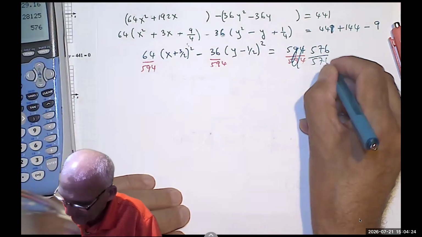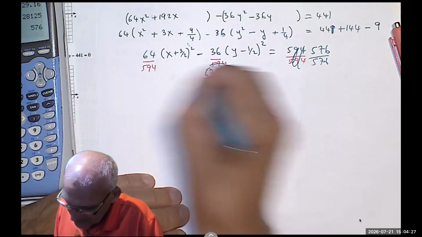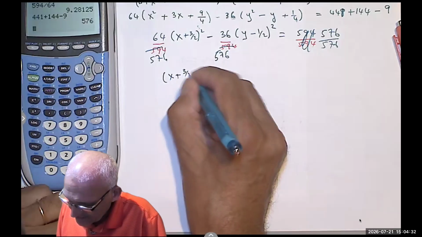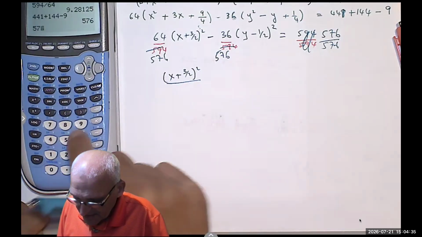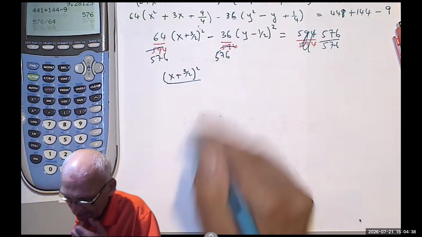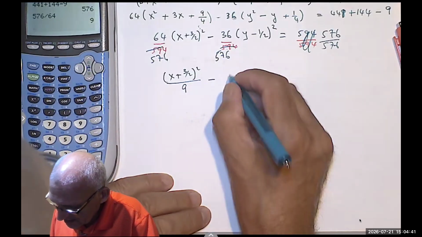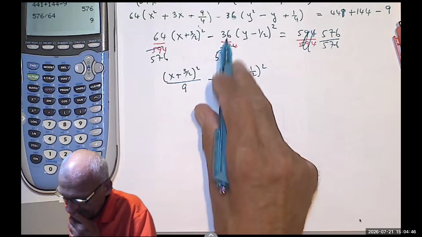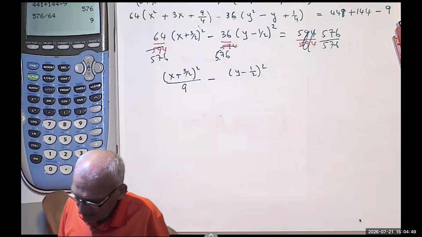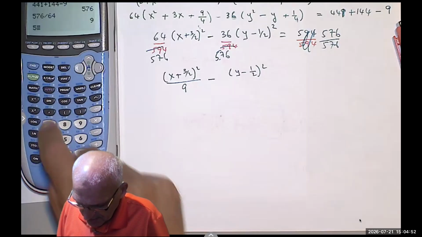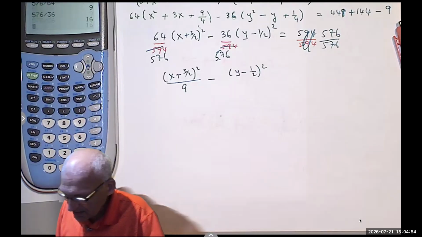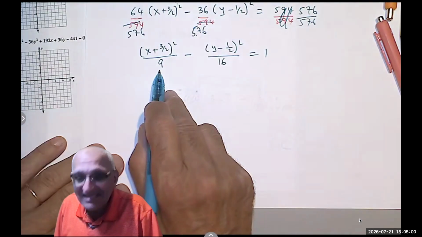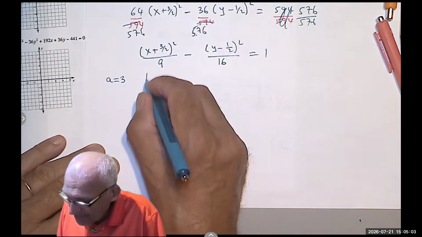So I'm going to divide by 576. This becomes x plus 3 halves squared over 576 over 64, which is 9, minus y minus 1/2 squared over, and when I divide that, I get what, 18? No, 16. 16, yes. So here A is 3 and B is 4.